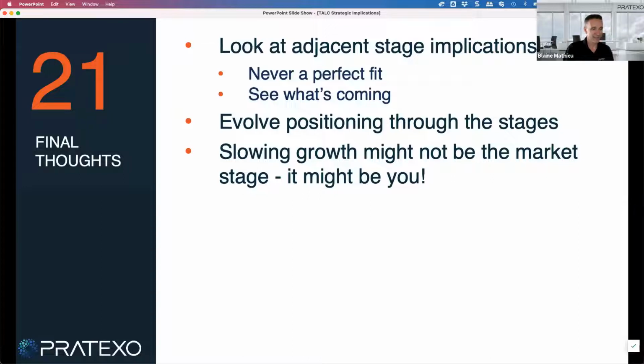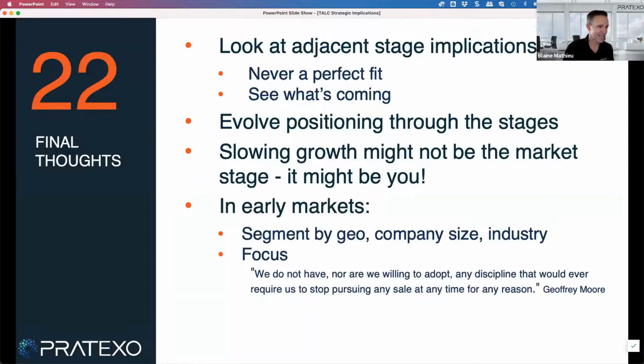On the other hand, don't blame your lack of success on the market stage necessarily. Well, it's an immature market. Blaine said it's supposed to have no profitability and low growth, so I guess we're okay, right? No, it might not be the market, it might just be you. So be careful about that. As I said, geo, company size, industry, focus, focus, focus.